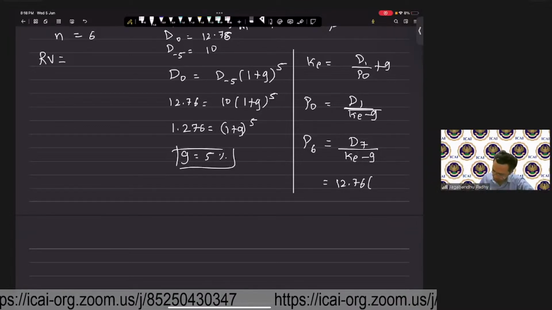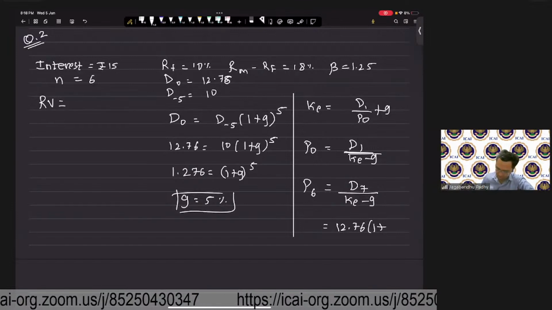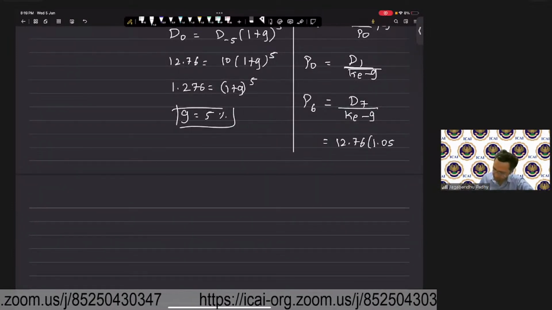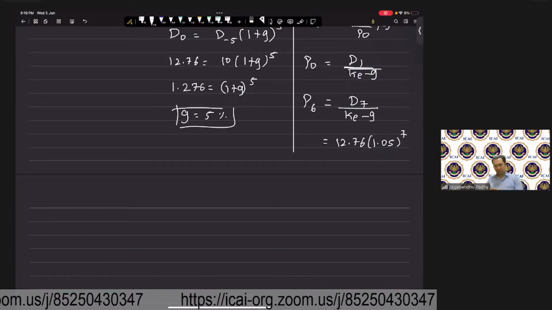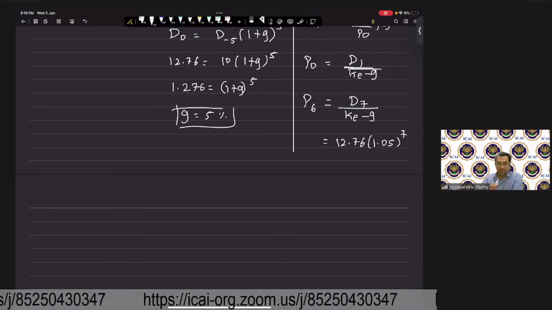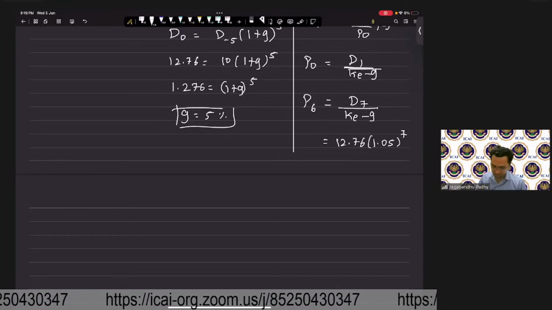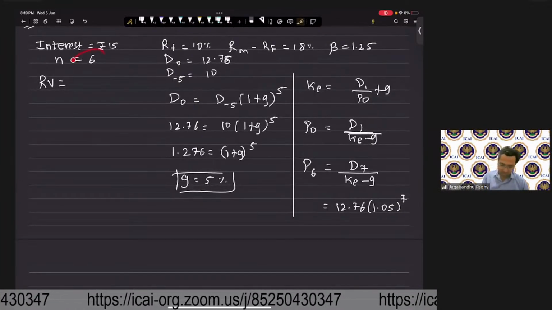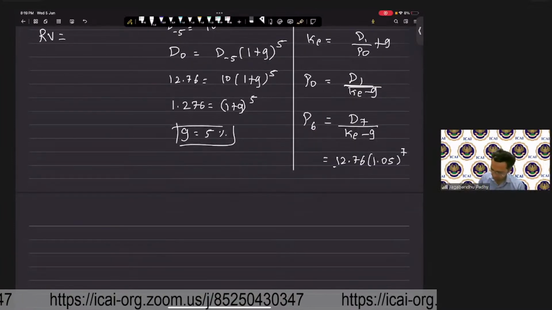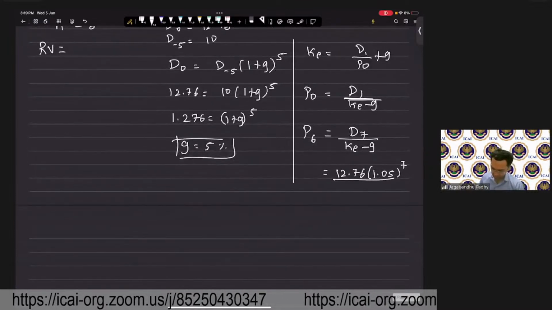So the dividend in year 7 will be 12.76 into 1 plus growth rate of 5%, 1.05, raised to 7, because 12.76 is the last year's dividend, the one that we have paid recently. And we want to know the dividend after 7 years because the redemption is going to be in the 6th year, and we want the value in year 6. So this is divided by KE minus G.